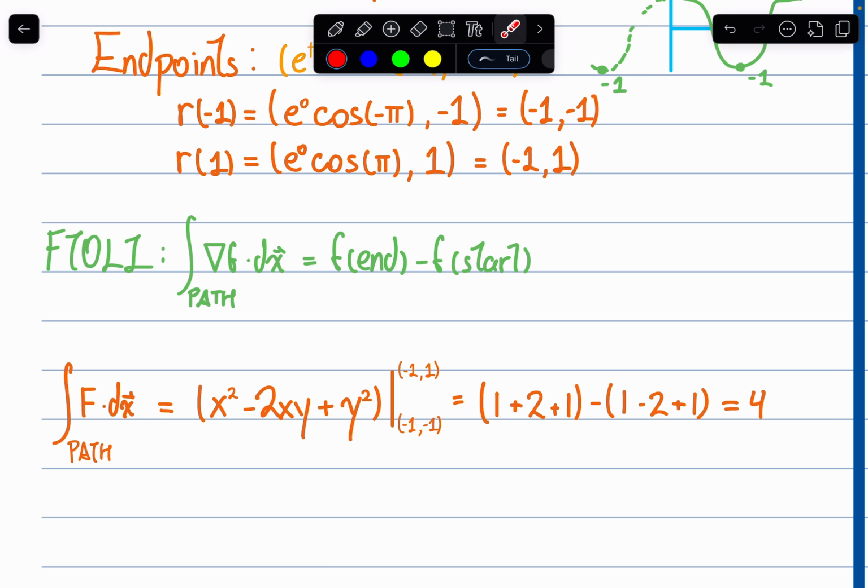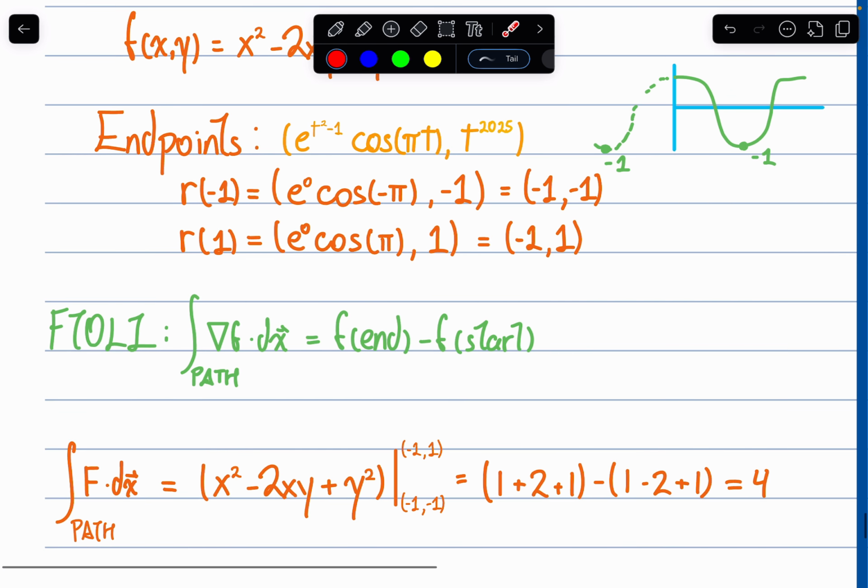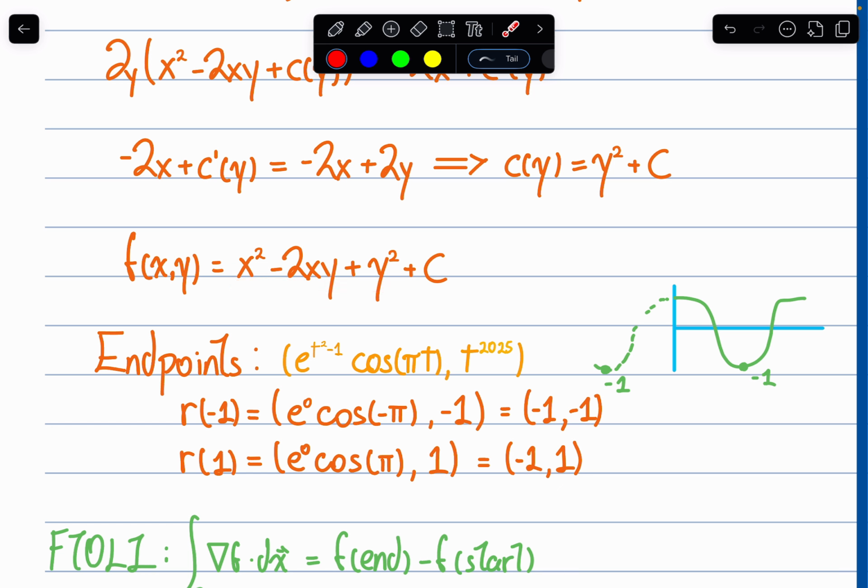Therefore, the end result of this integral is 4 after evaluating the potential at the starting and ending points. In this exercise, thus, we have applied the fundamental theorem of line integrals and have seen that this result depends only on the potential of our original function and the starting and ending points of our curve.